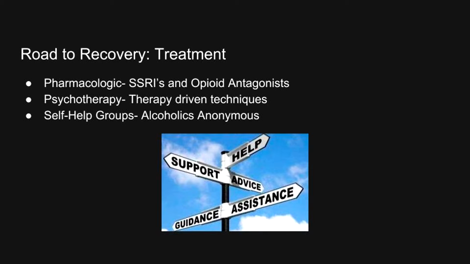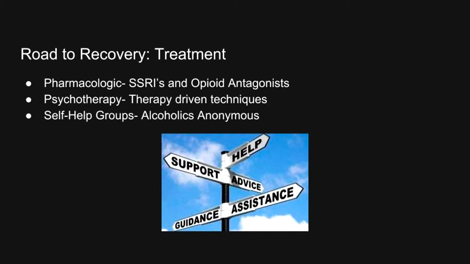The road to recovery is possible, as with both forms of addiction. There are several options when it comes to treatment. The pharmacologic approach is still in its early stages. That being said, selective serotonin reuptake inhibitors, or SSRIs, most commonly referred to as antidepressants, have shown mixed results in impulse control disorders. Also, studies using opioid antagonists such as naltrexone and nalmefene have demonstrated efficacy in double-blind trials for pathological gambling.